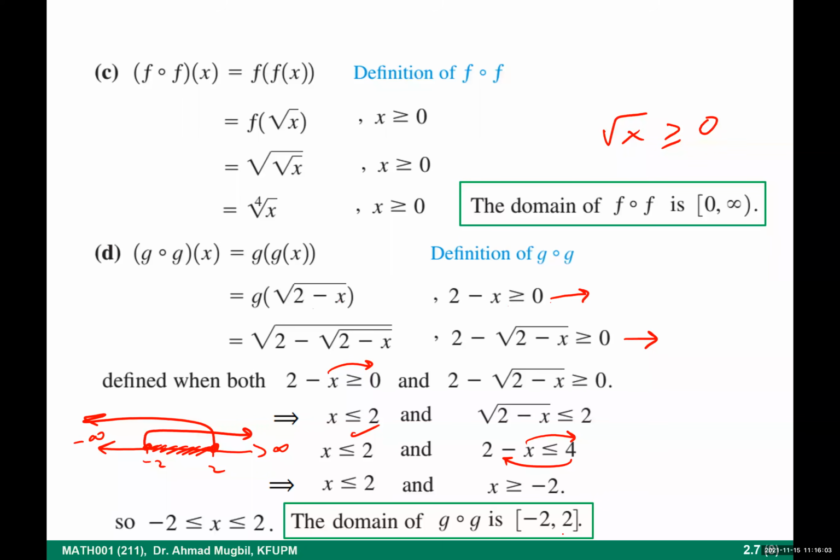Is it the same as the domain of g? No, it is not. So it is another function, a new function. You should consider this. What we have learned from this so far, who can answer this question? If someone asks you how to find the domain of the composition of two functions, what will be your answer?